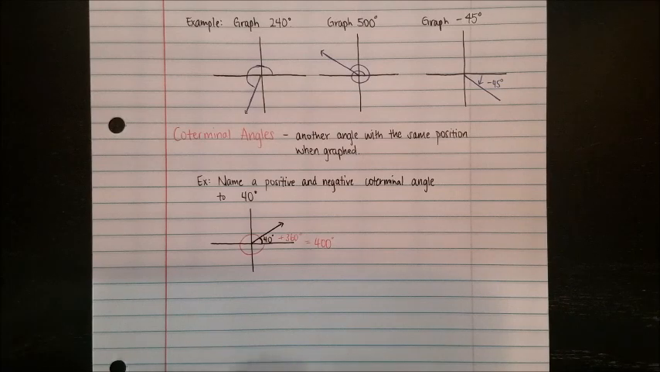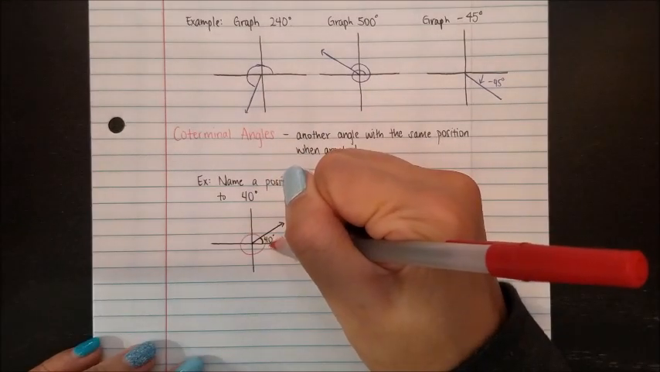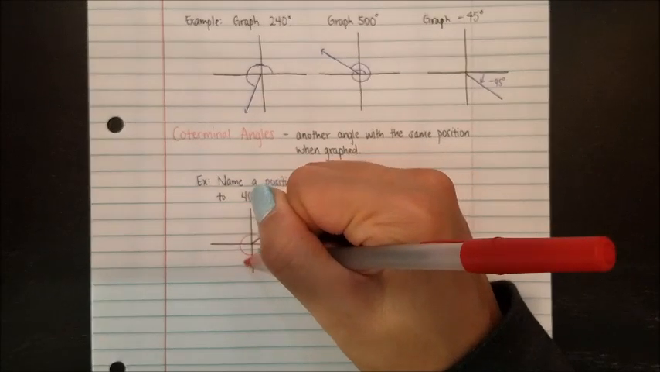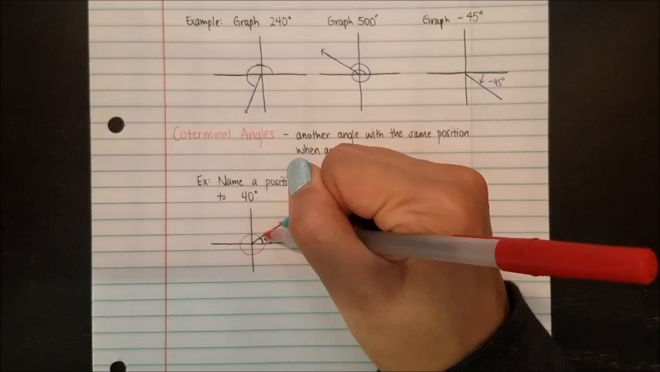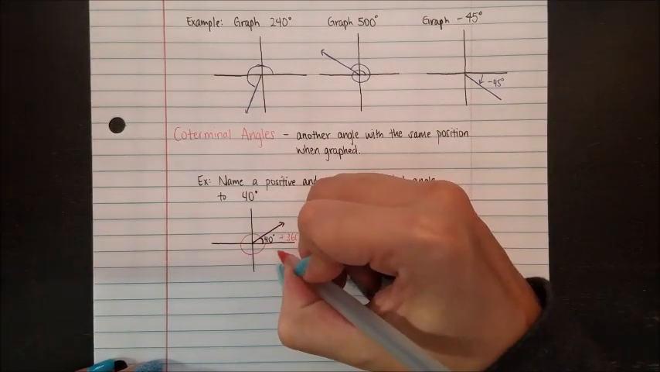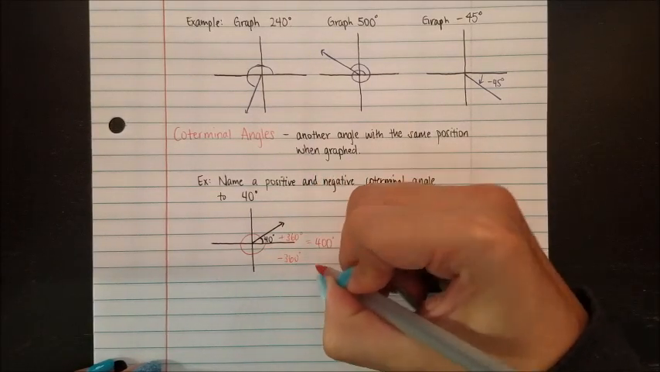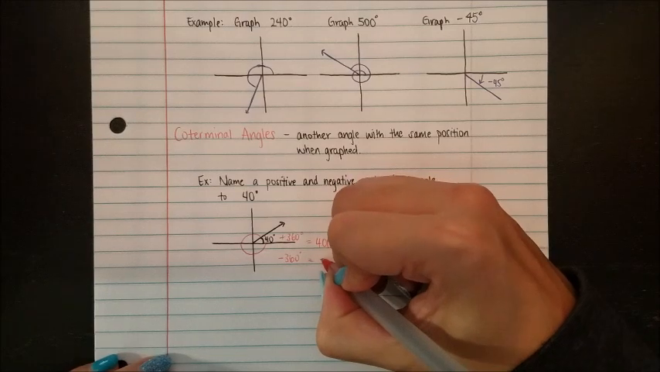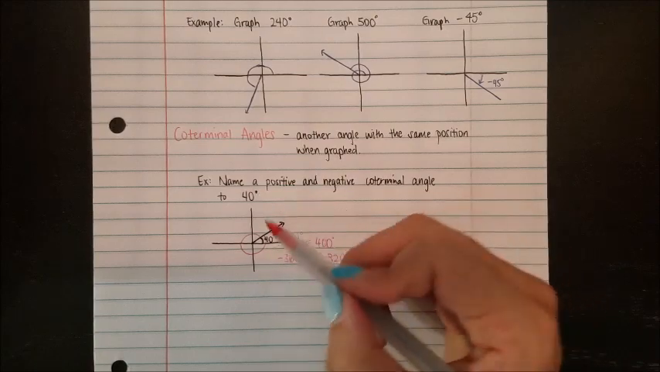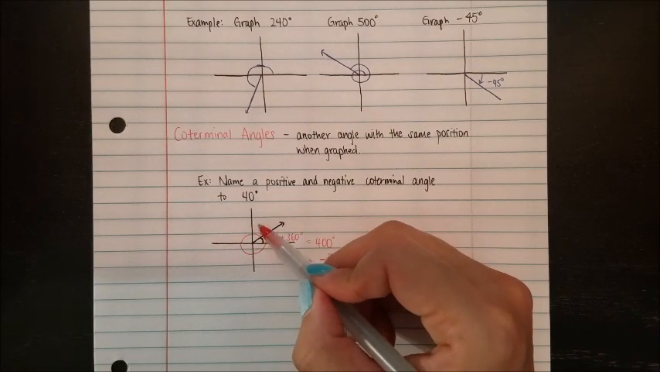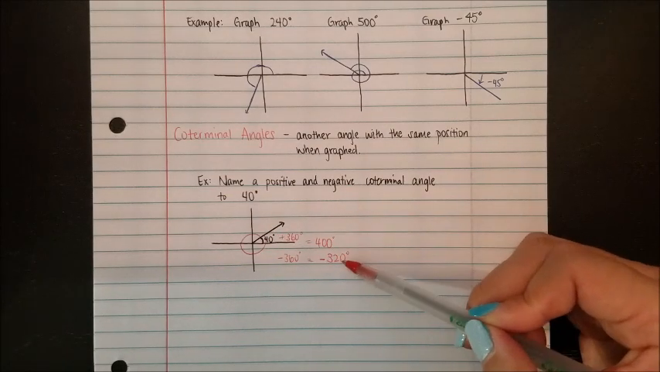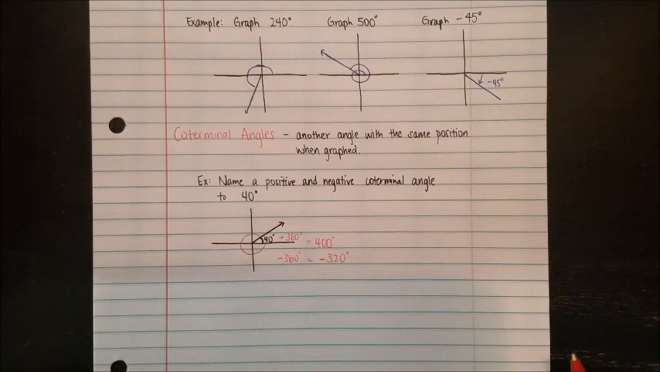I can also go the opposite direction. So let's say instead of going up first, I went down. That would make our angle negative. Down and around this far would get me to the same spot again. And so that number, if I take the 40 and subtract 360 degrees from it, would give me negative 320 degrees. And if I were to graph negative 320 degrees, going down to get to negative 320, that would be in the same spot as well. So now I have a positive and a negative version that are both coterminal angles.